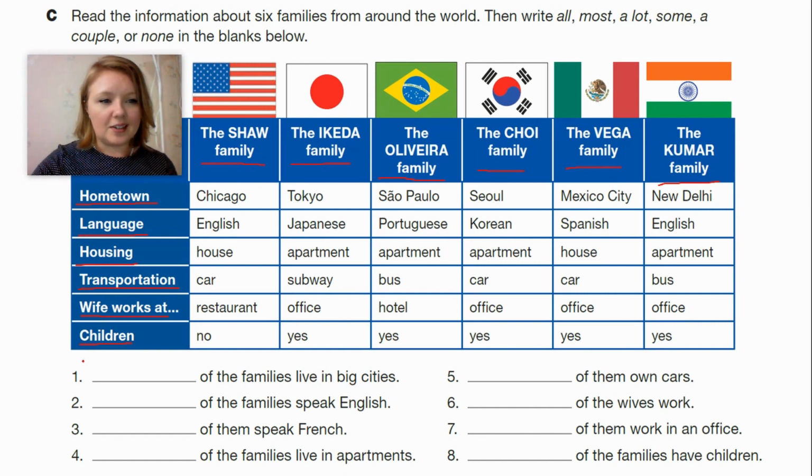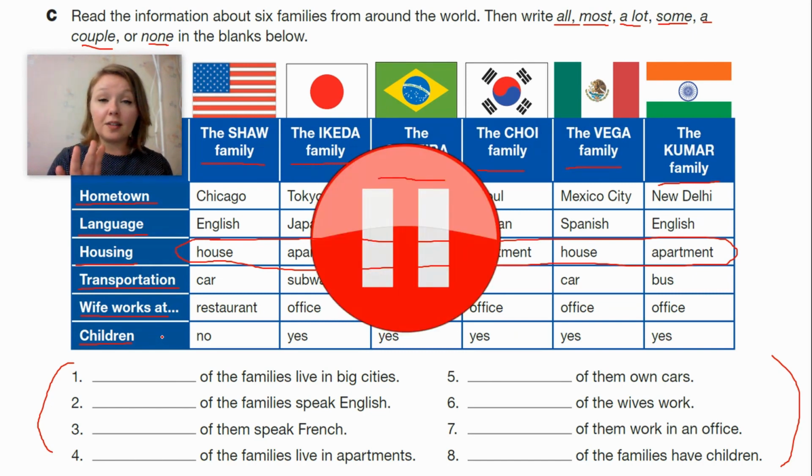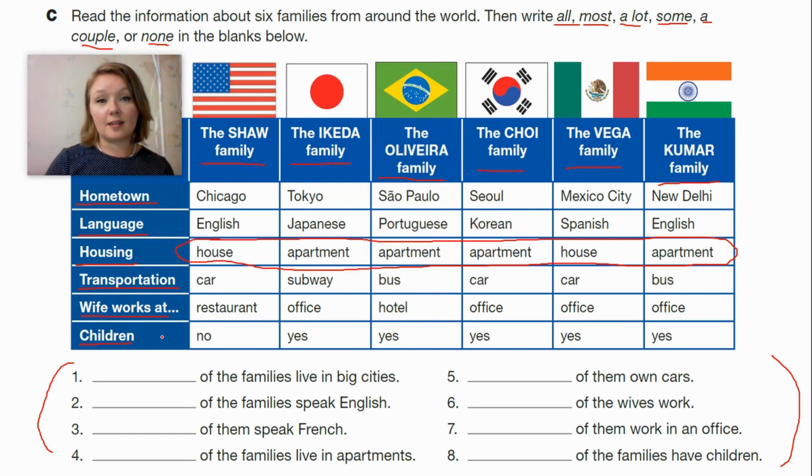Then you're going to look at these 8 sentences down here, and fill in the blanks below with all, most, a lot of, some, a couple, or none. So, for example, if we look here at apartment, we see 4 out of 6 live in an apartment. How about if they have children? Go ahead and pause the video, fill in the blanks, okay? Okay, I trust that you did it. I hope that you did. Let's go ahead and check.